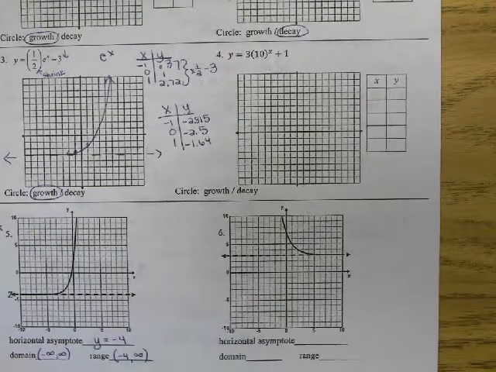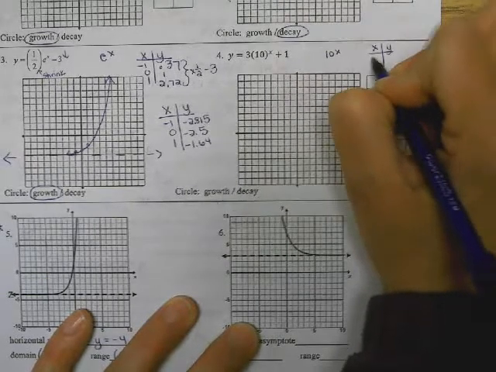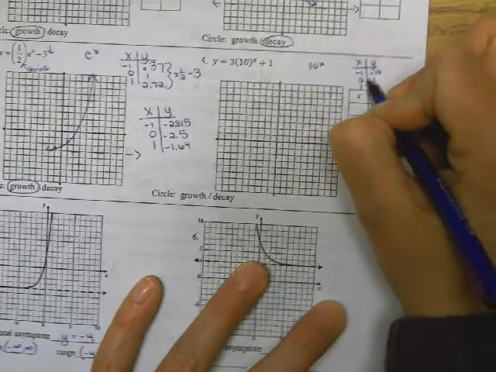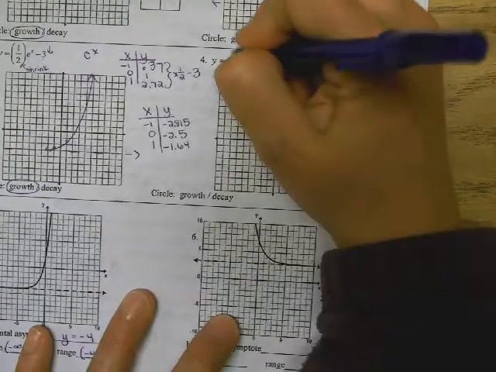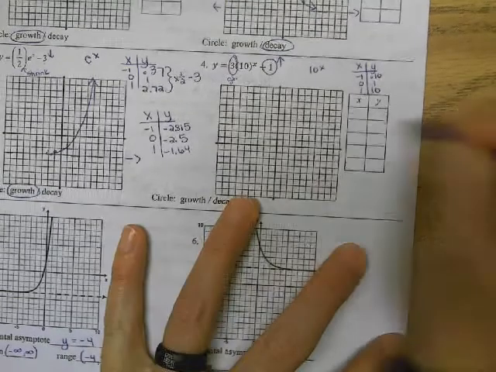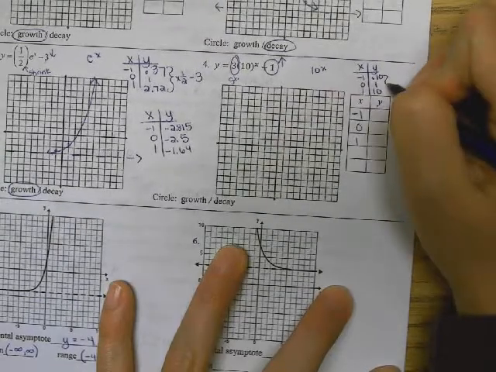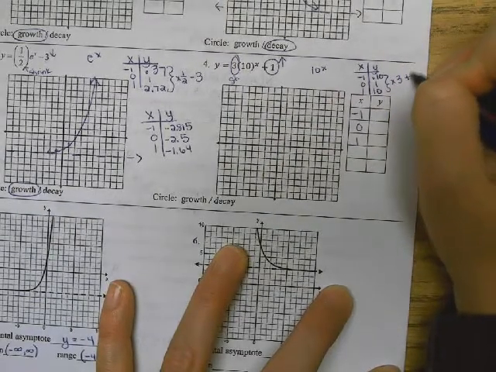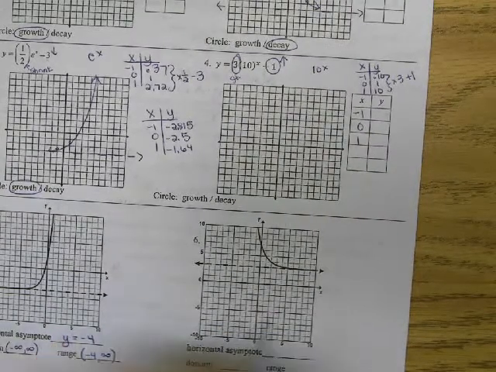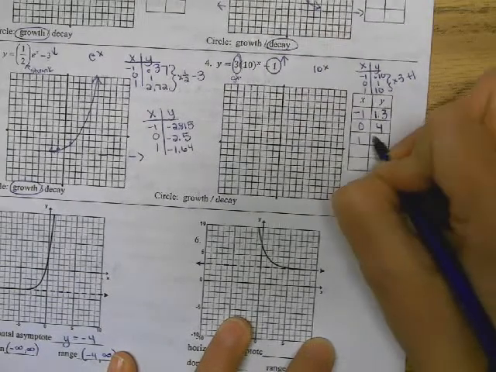So on the front, we need to finish up number 4. So my parent function here is 10 to the x. So I'm going to start with my little parent function chart. So 0.1, 1, and 10. And now I'm going to look at my transformations. This 3 is a stretch, and the 1 moves it up. So no changes are being made to my x's this time. But I'm stretching them by 3 and then adding 1. So I have to take my y's, so 0.1 times 3 plus 1, 1 times 3 plus 1, 10 times 3 plus 1.